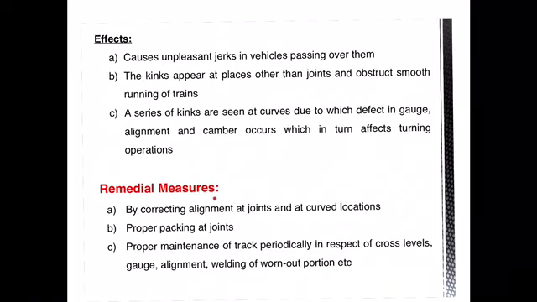So what are the remedial measures to overcome these kinks? By correcting the alignment at the joints and curve location, you should frequently maintain your tracks to check for the correct gauge, alignment and the camber at the curve location. And also proper packing has to be done at the joint portion, and periodic maintenance needs to be done with respect to the cross levels, gauge, alignment and welding of worn out portions etc. to minimize this effect of the kinks.